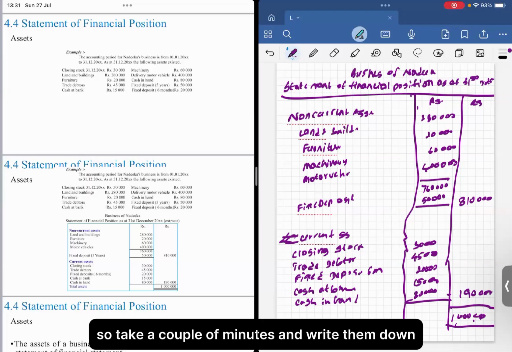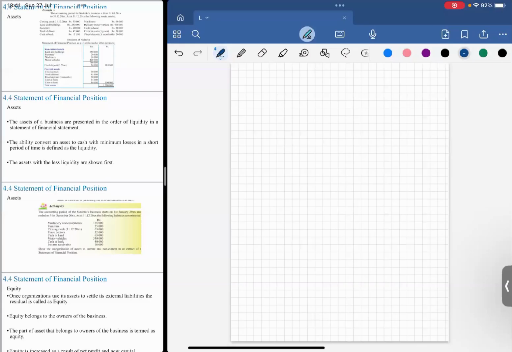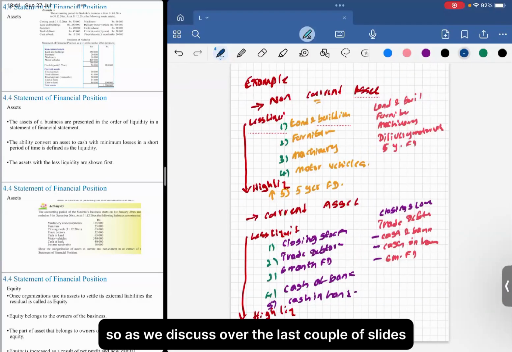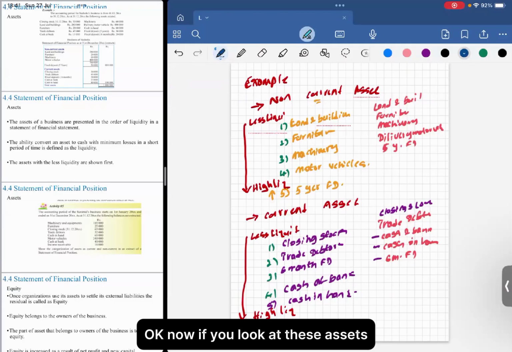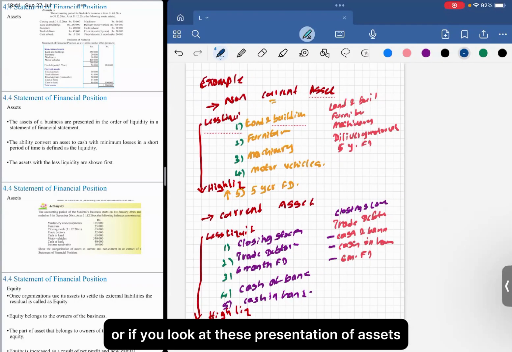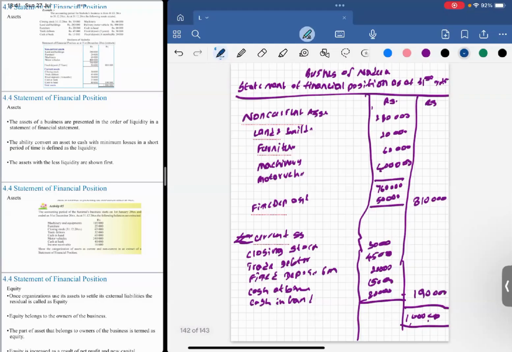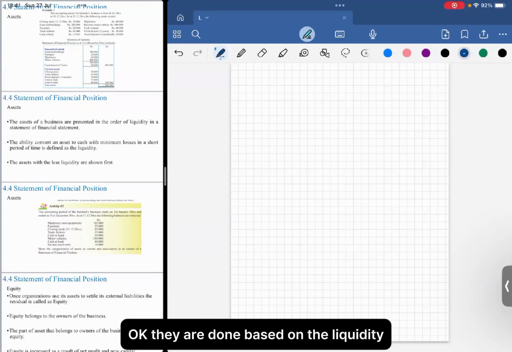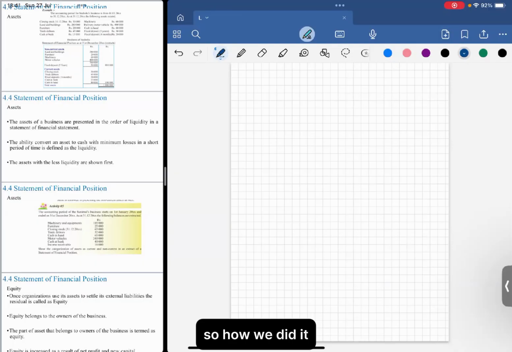So take a couple of minutes and write them down. As we discussed over the last couple of slides, if you look at this presentation of assets, they are done based on the liquidity. So how did we do it?